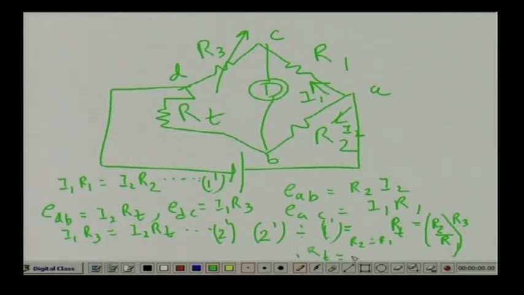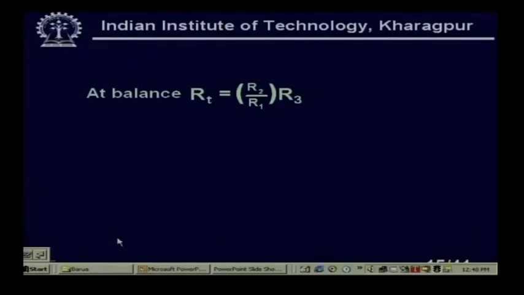RT equals R3, right. RT equals R3, fine. So, any change in the temperature, I will balance by varying R3. So, obviously, R3 will give you the unknown temperature. So, R3 should be calibrated in terms of temperature, fine. So, these are the balance equations I have written: RT equals R2 by R1 into R3.